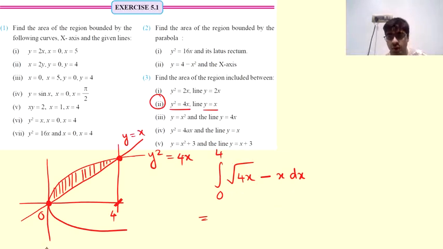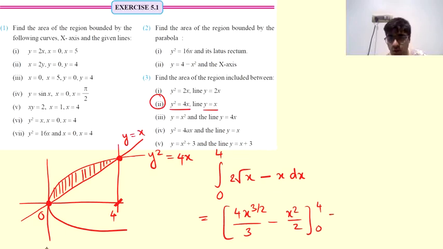Root over 4 will be equal to 2, so let's write that as 2 root x. Integration of 2 root x will be 2, x power 3 by 2 upon 3 by 2, so 3 comes here, 2 goes here, 2 into 2 will be 4. So we have 4x power 3 by 2 divided by 3 minus x square by 2. This goes from 0 to 4.